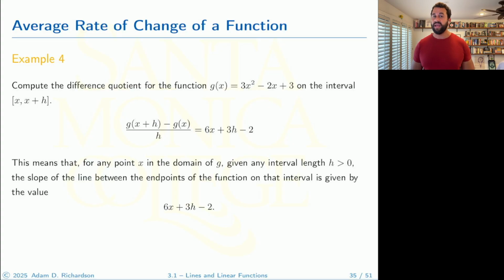So give me any input you want for that function, any input in the domain. Give me an interval of any length h that you want, and I can tell you the slope of the secant line that connects those 2 points. I can tell you the average rate of change of the function between those 2 points just using this formula. That's all it is, just using that formula. How cool is that? Super cool. Okay. So that's average rate of change.